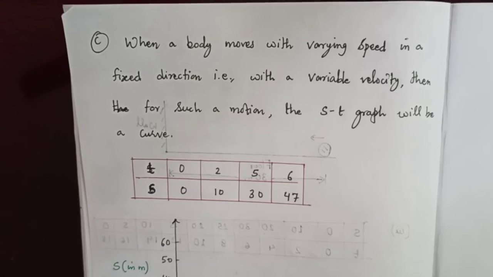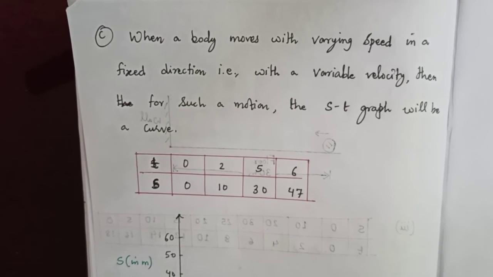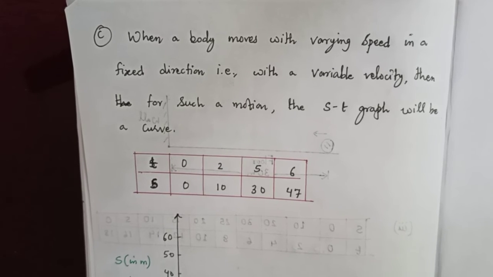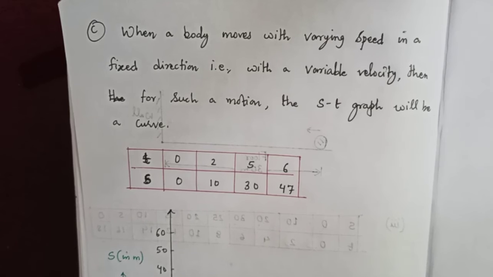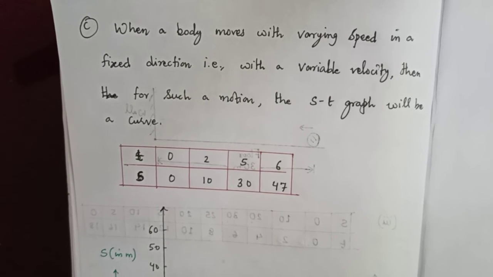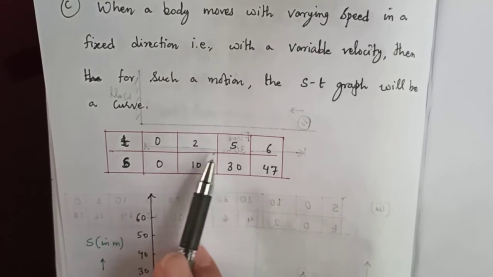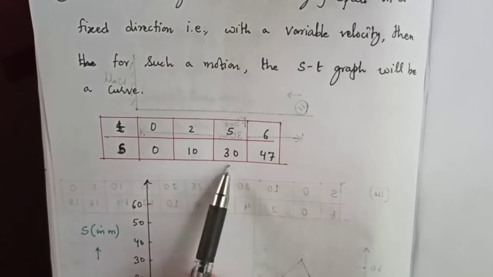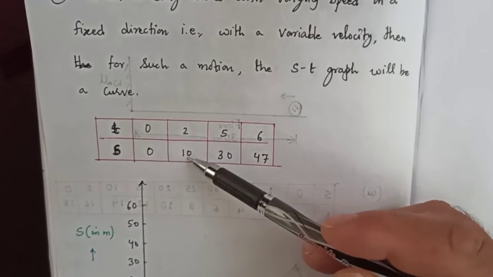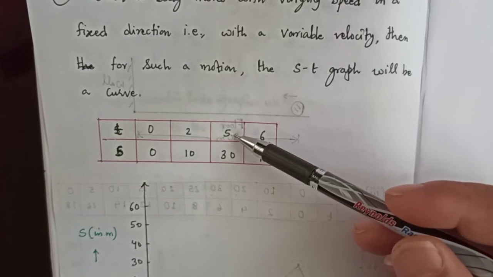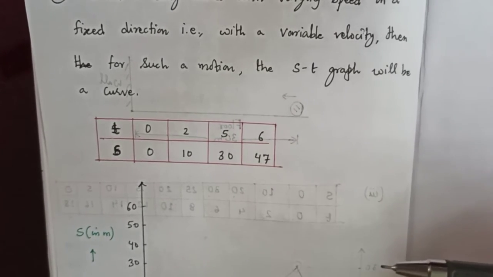the time axis. If we have a body which is moving with variable speed in a fixed direction, that is with variable velocity, then for such kind of motion, the displacement time graph will be a curve. It will not be a straight line, but it will be a curve. Let's say at different times we have noted down the displacement of the body. When the time is 0, displacement is also 0. When the time is 2, displacement is 10 meter. When the time is 5 seconds, displacement is 30. And when the time is 6 seconds, displacement is 47.